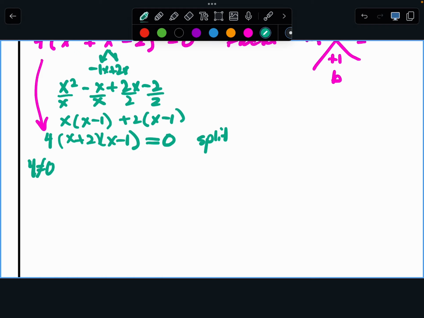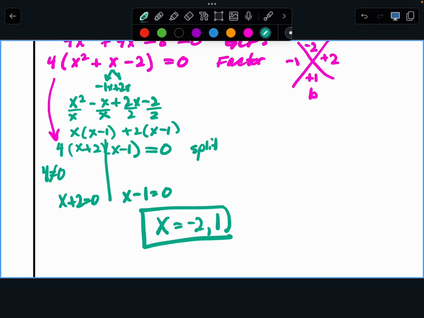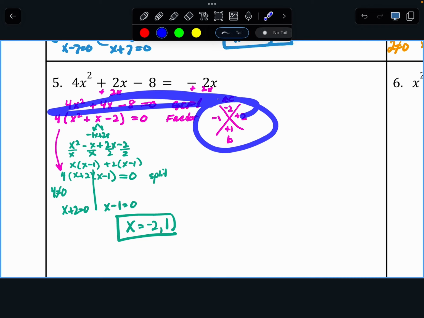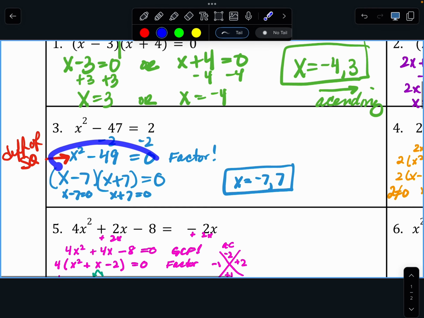4 cannot equal 0 because, you know, it's a 0. So then I have x plus 2 equals 0, x minus 1 equals 0. So when we're done, I get x equals negative 2, positive 1 for the answers. So you can see, because this covers so much of the last section, if you can do the GCF, if you can factor using the AC method, this is the grouping method. We did a difference of squares up here. So if you can demonstrate those skills in this test, you won't have to redo it.